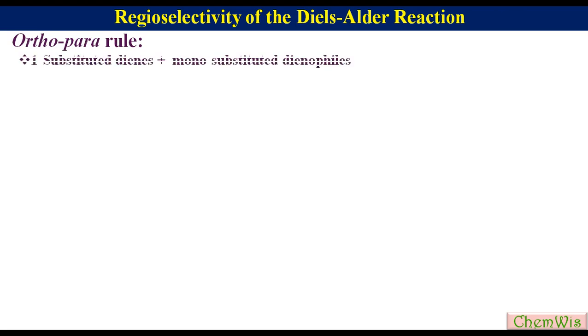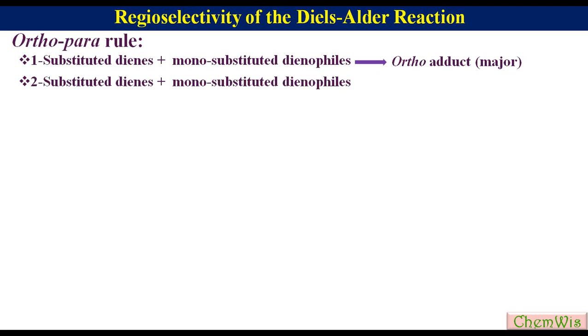Regioselectivity of the Diels-Alder reaction. The regioselectivity of the Diels-Alder reaction of unsymmetrical diene with unsymmetrical dienophile can be predicted by the ortho-para rule. In general, 1-substituted dienes and monosubstituted dienophiles react to give ortho adduct as the major product. 2-substituted dienes and monosubstituted dienophiles react to give para adduct as the major product.